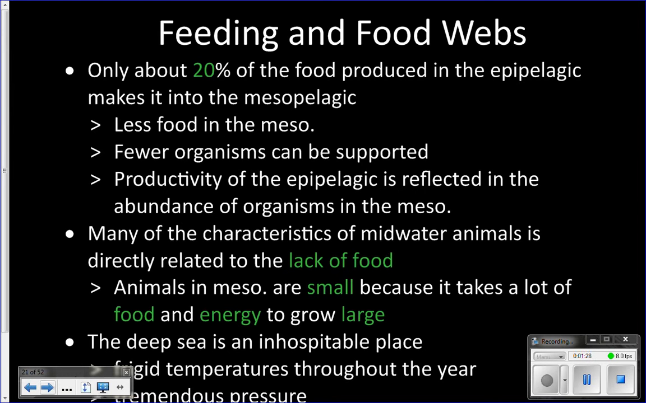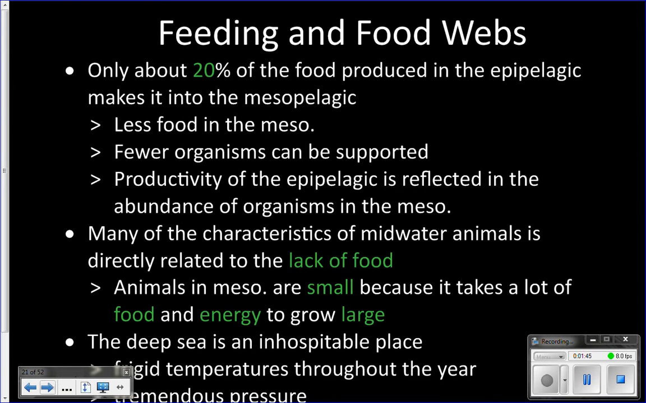But remember how we talked about how you get patchiness in the epipelagic zone? So in some areas you get patches where there's abundant life, and then in other areas there's not much going on. So like here you have a bunch of life, and then out here you have almost nothing. Remember that? Okay, so the patchiness in the epipelagic is actually reflected in the mesopelagic.